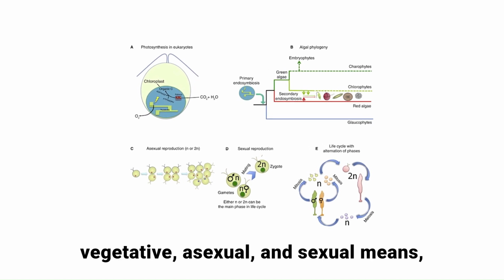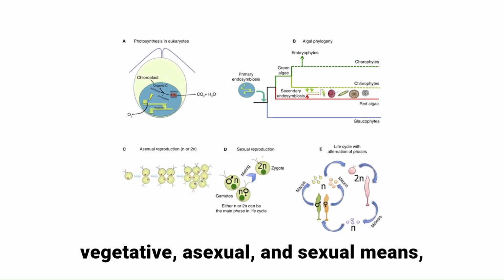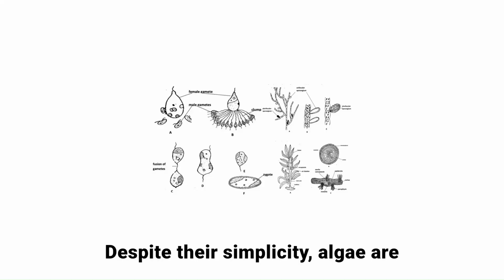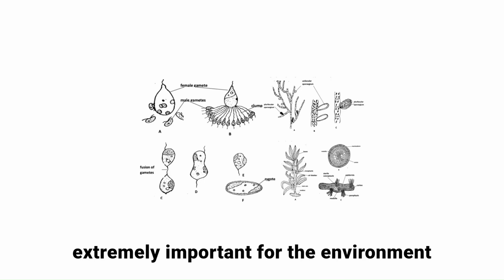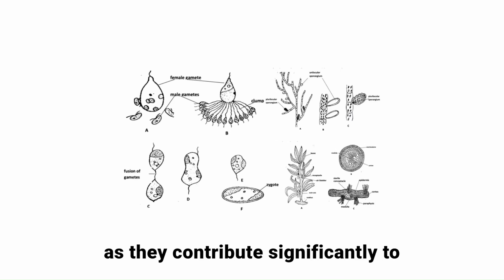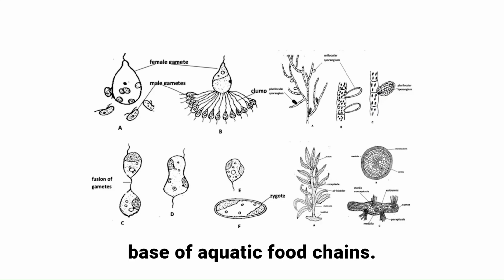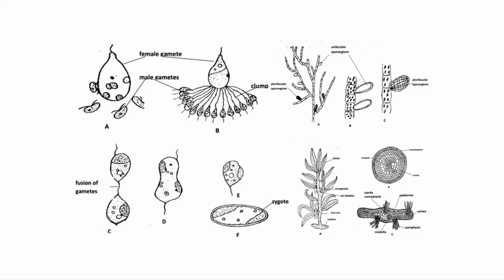Algae reproduce through vegetative, asexual, and sexual means, and their life cycles vary greatly. Despite their simplicity, algae are extremely important for the environment as they contribute significantly to global oxygen production and serve as the base of aquatic food chains.